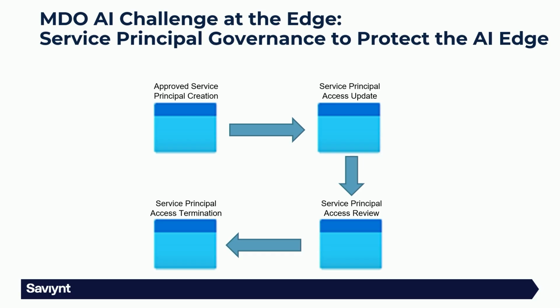But you'll see here in just a moment that the first part of this is the actual creation of a service principal. Think of that as the onboarding of your NPE. The second part of that is the ability to give additional access when the time is required. That's the access update for that service principal or the NPE.